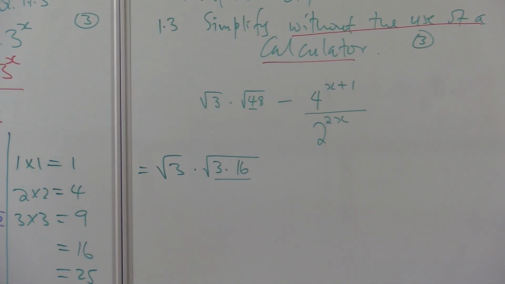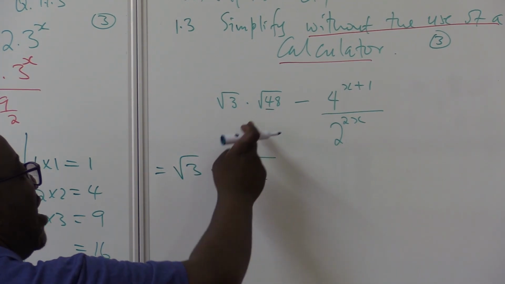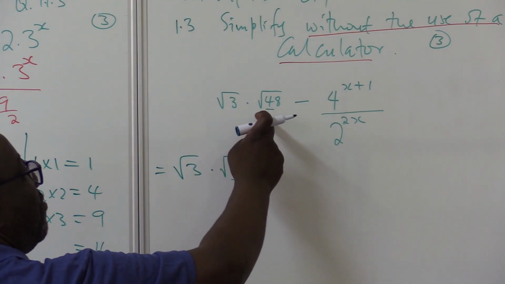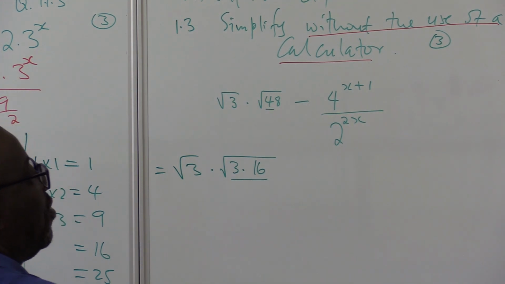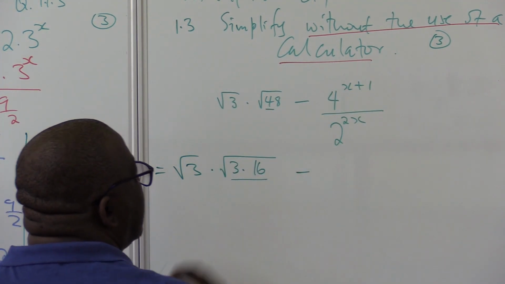Therefore, you'll always have a situation like this one. When you break it, you must break it such that if this was 2, I must have 2 times a perfect square for me to be able to solve it. Let me go to the other side. It's minus.